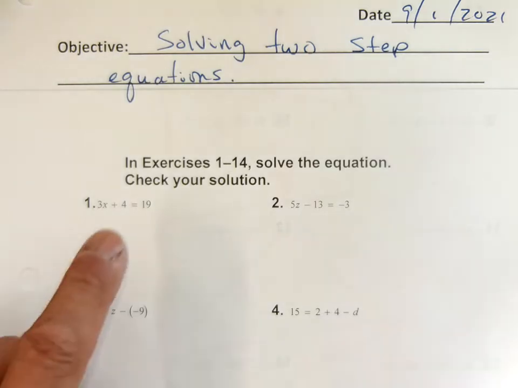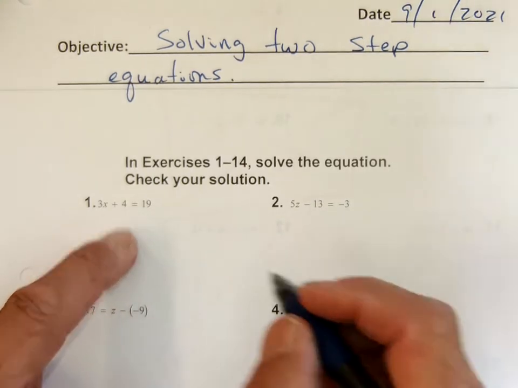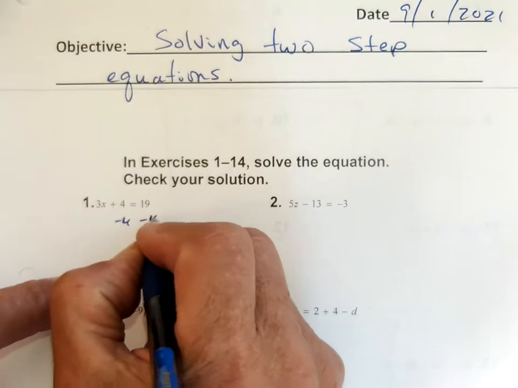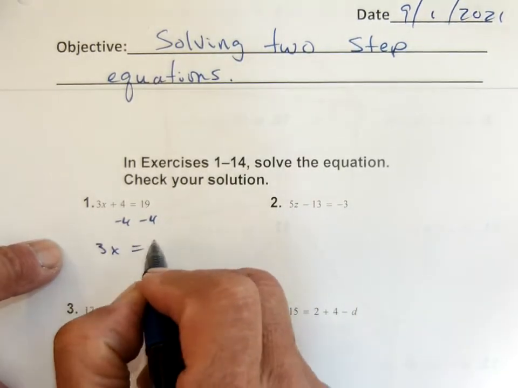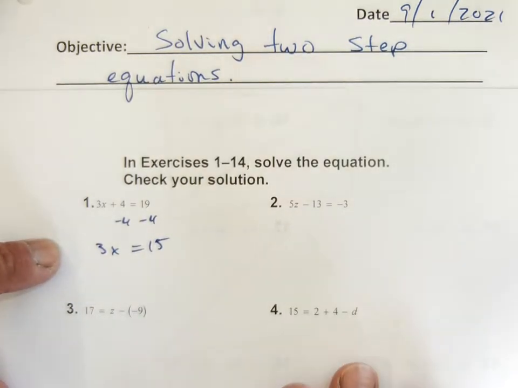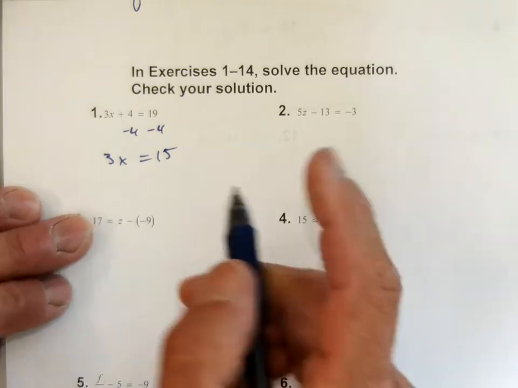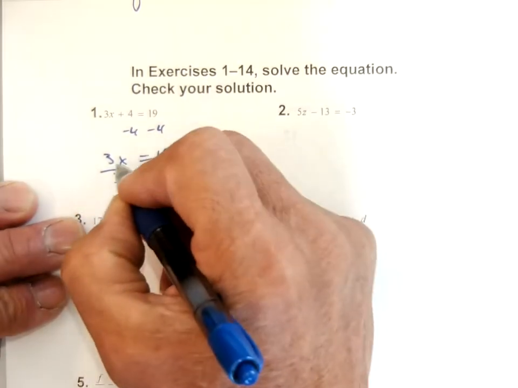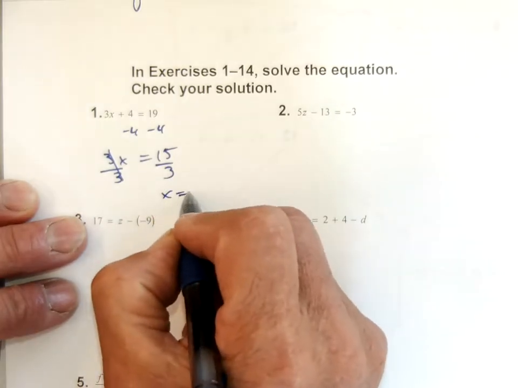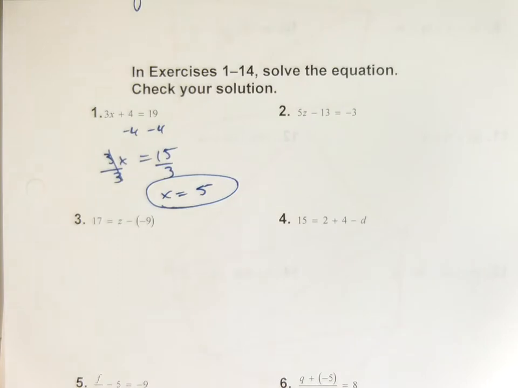So if I start with number 1, we'll get rid of the 4 first, because the 4 is sticking out by itself. So we'll just go minus 4. And I want you to show your work. So I got 3x equals 15. Obviously, I did it wrong in my head. And then 3 times x means 3x. So I want you to show the work. Divide by 3. Divide by 3. It cancels. X is 5. Thumbs up? That seemed pretty easy?